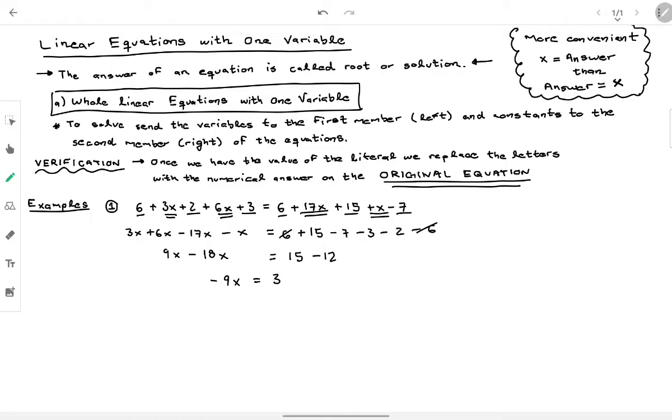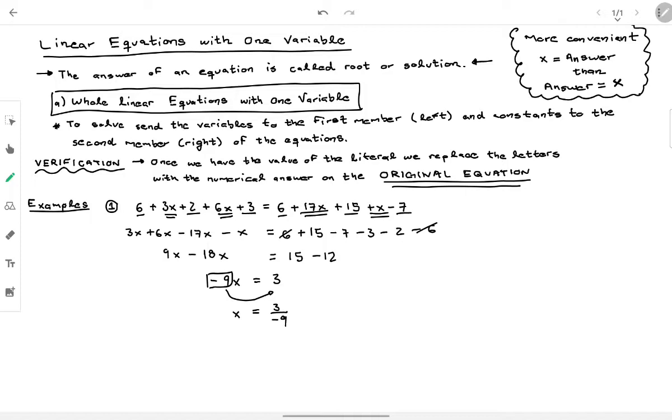Then we need to isolate the x because we need to have the value of x. This minus 9 is multiplying the x. That means if we change it to the other part of the equation, if it's multiplying, it will go dividing. So we will get x equals 3 over minus 9.